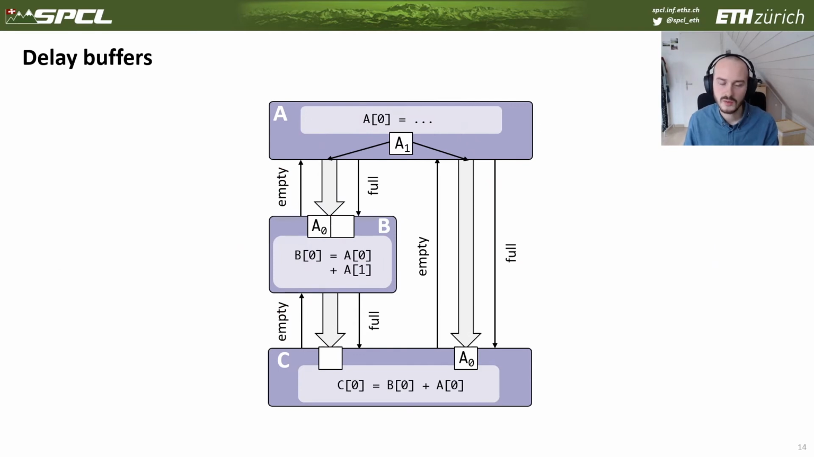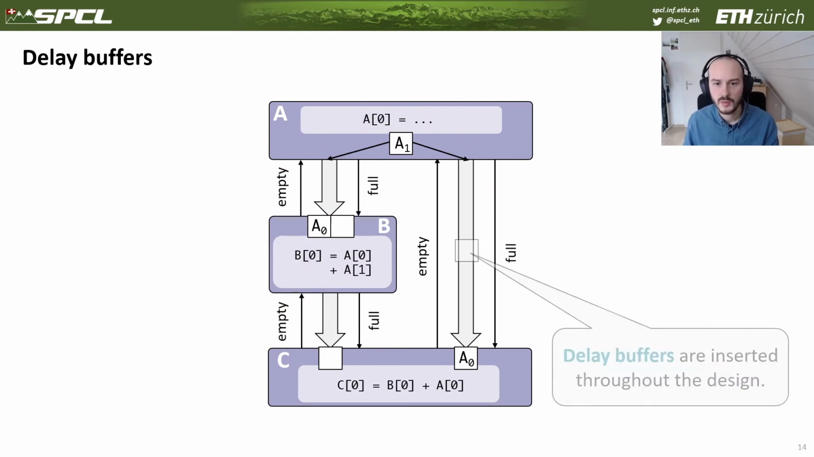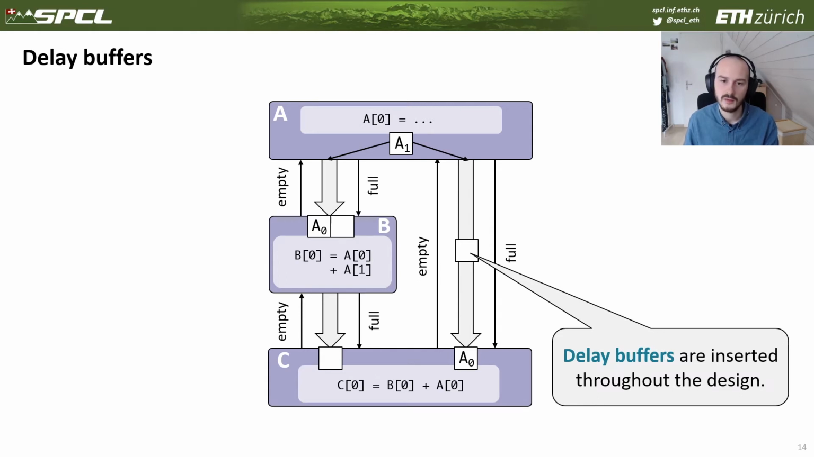So what do we do? Well, this is where we need delay buffers, so we can insert buffers throughout the design that can buffer these values until they're ready to be used. So if we inserted a buffer here on the path between A and C, then we could now process this next value of A, send it along, so it would go into the second index in the internal buffer of B, and then populate this delay buffer on the path between A and C.